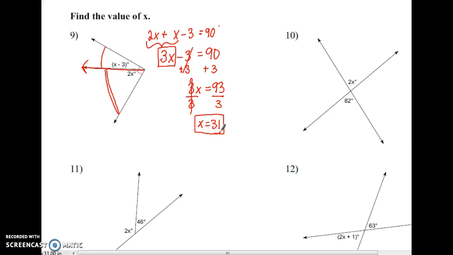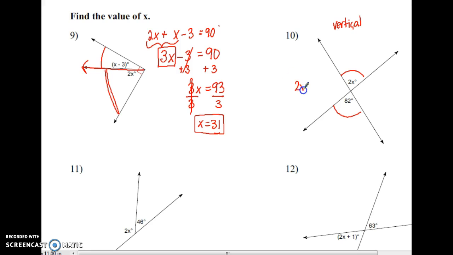In number 10, our first job is to figure out the relationship between our two angles. I see 2x and 82 being the two angles that I'm given. These are across the intersection of two lines, which means they are vertical angles. Since they are vertical angles, they are congruent to one another, or they are equal to one another. Therefore, I can simply take the two angles and set them equal to each other.